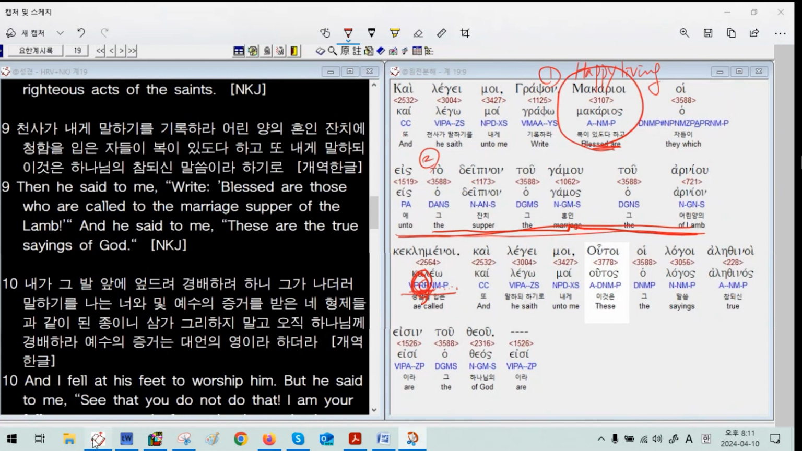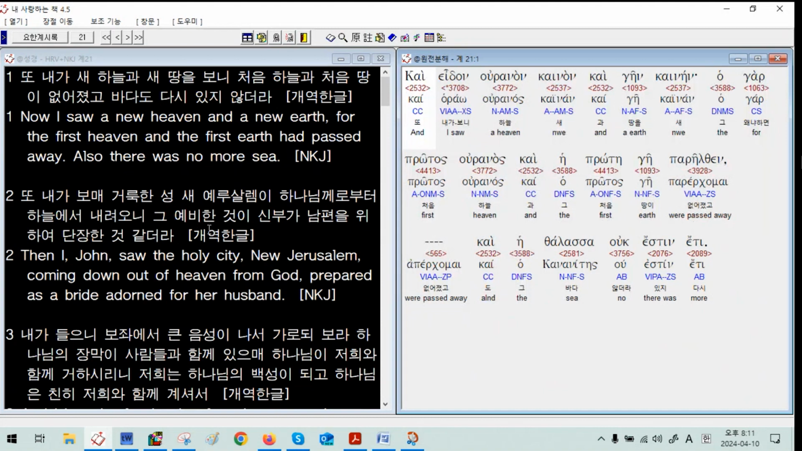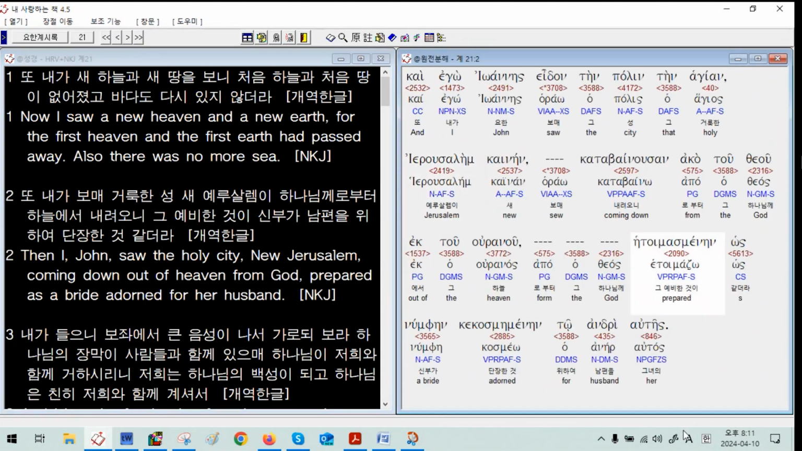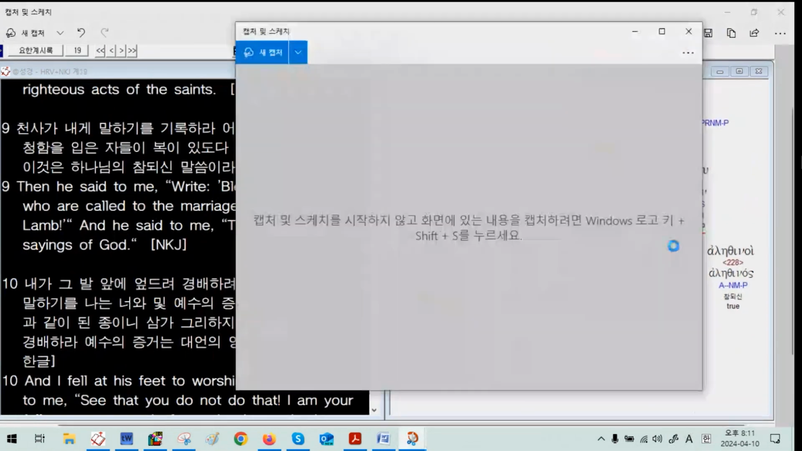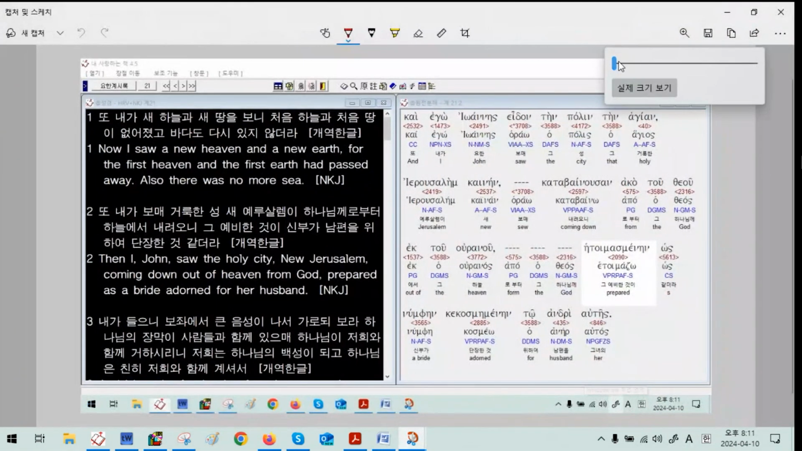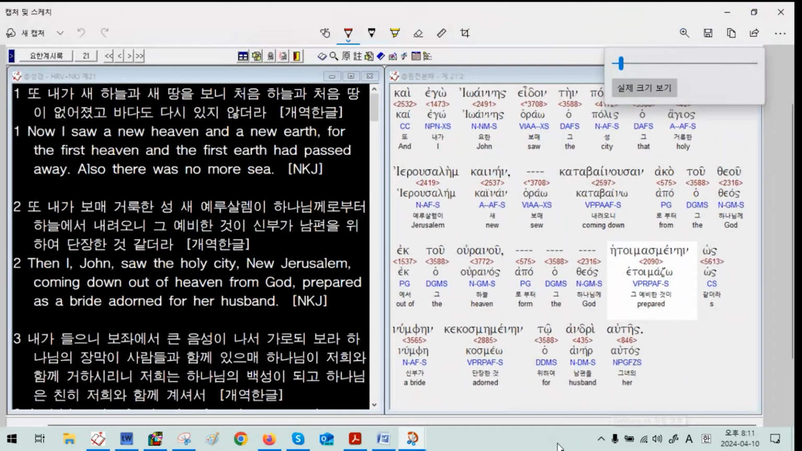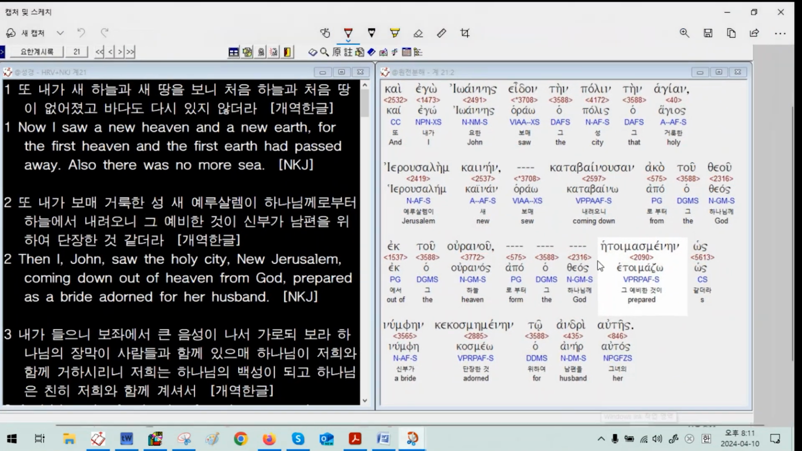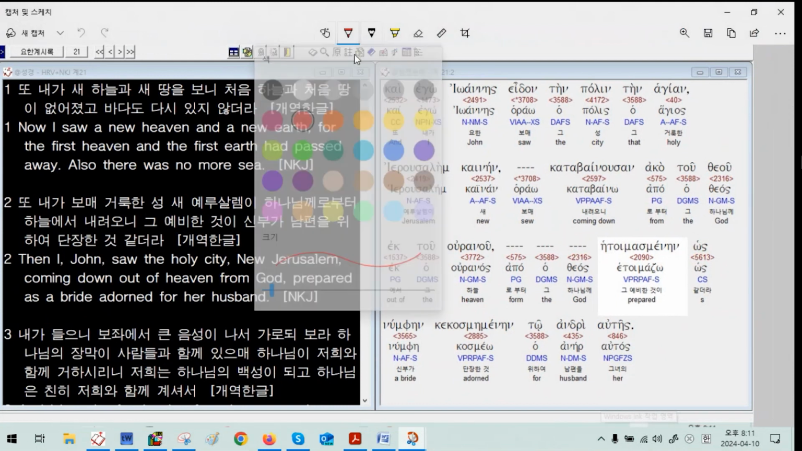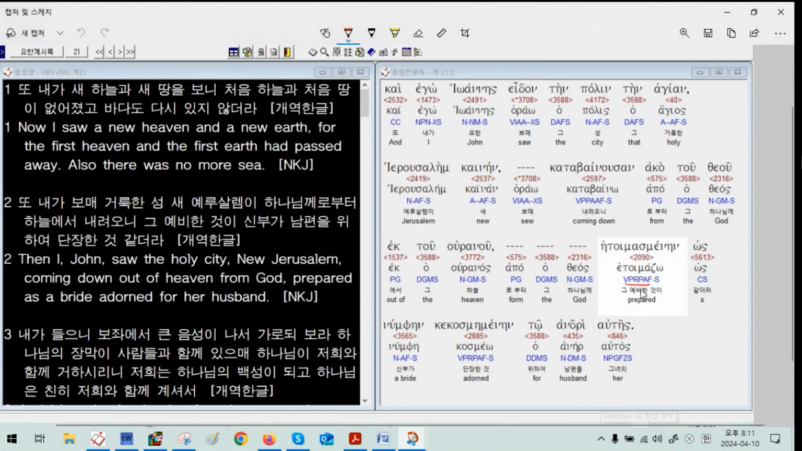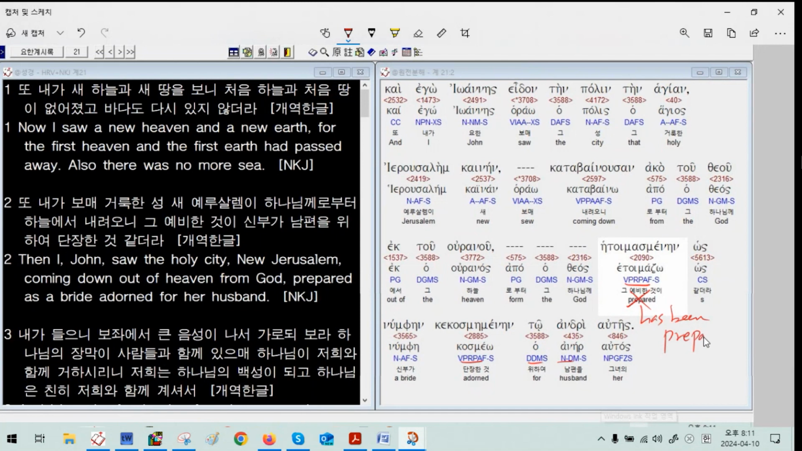Let's remind again, when we go to chapter 21, these two, right? And on the last YouTube channel, if you go, you will see this one too. You see VPRP right here, right? VPRP. You see the VPRP? And then dative, right? So it's not prepared. Has been prepared. This one also has been adorned.